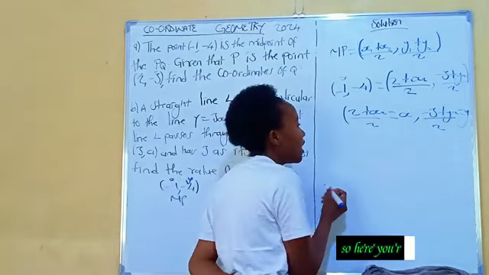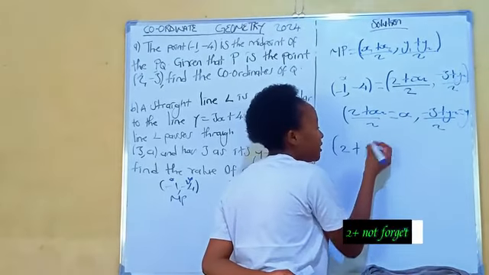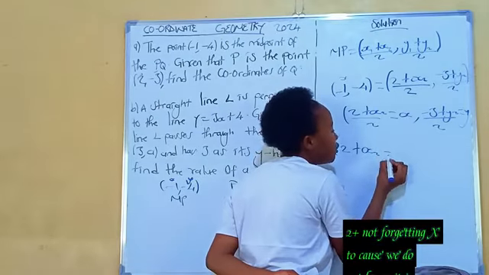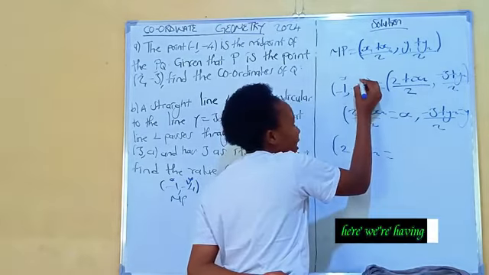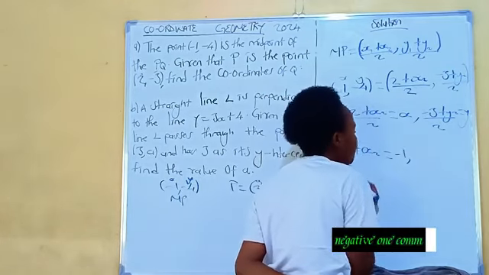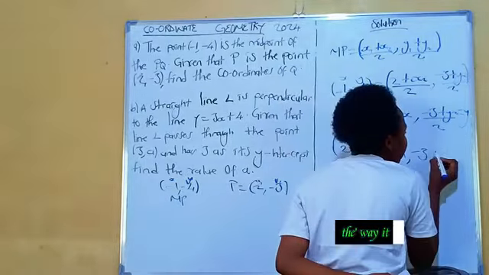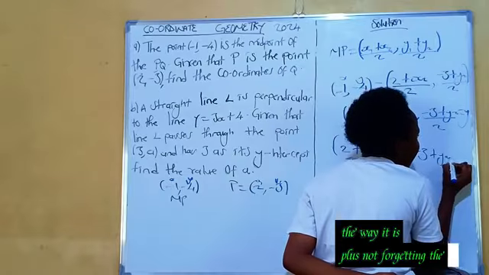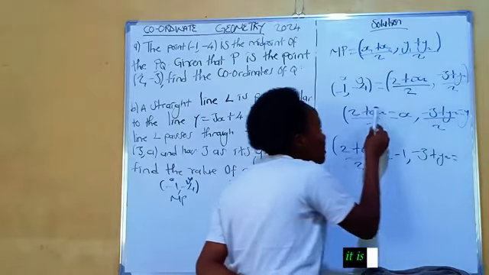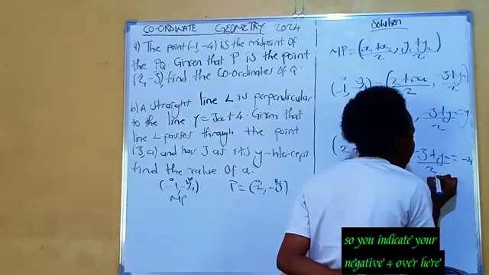Here you're actually going to say 2 plus, not forgetting x2 because we do not know it, is equal to x. Here we're having x and here we're having y. So x is -1, comma, over 2, -3, write it the way it is, plus y2 is equal to y, which is -4. So you indicate your -4 over here, the 2.